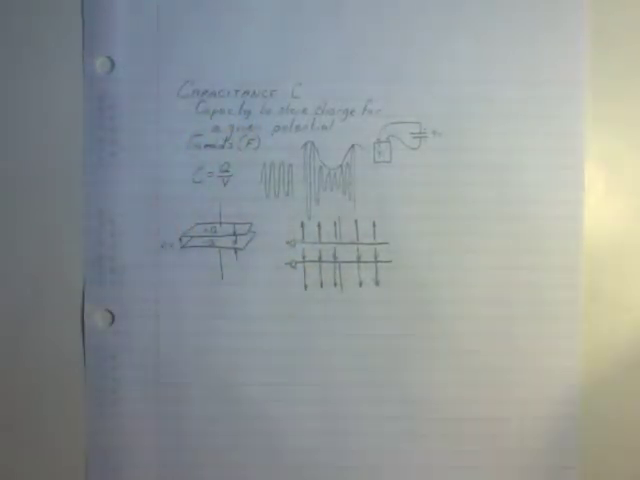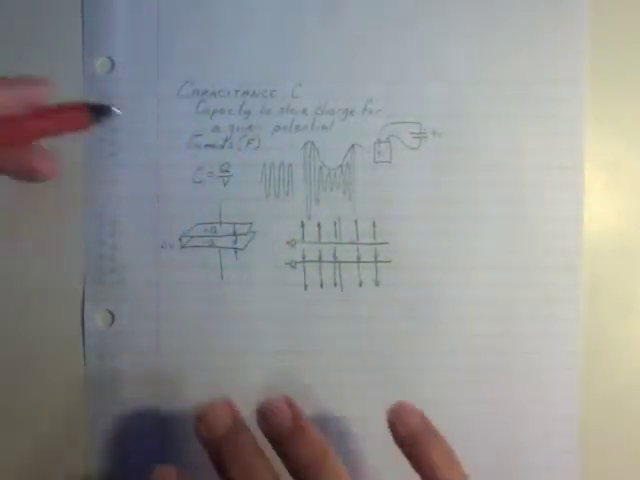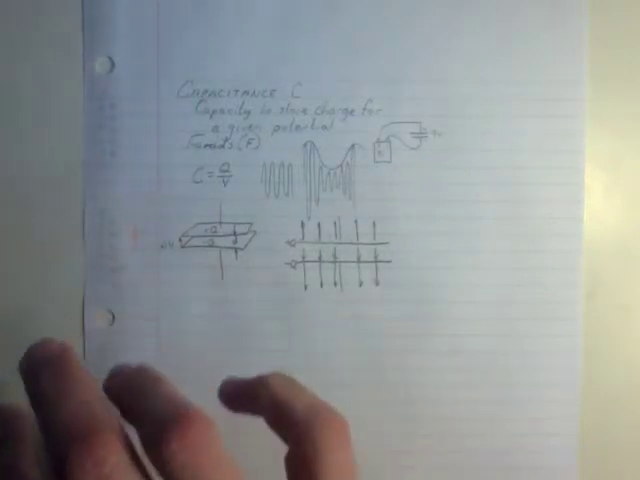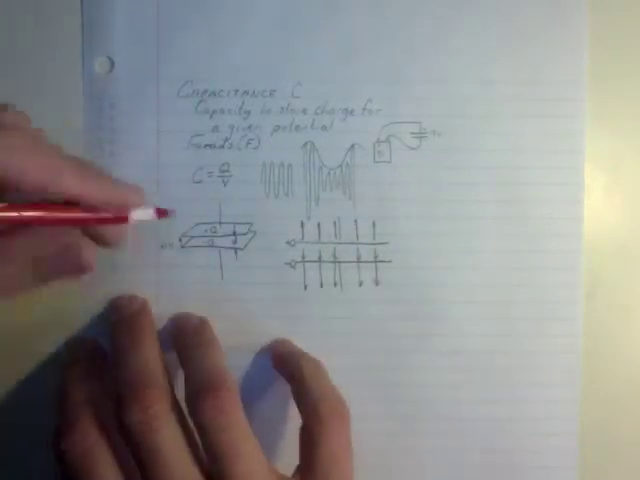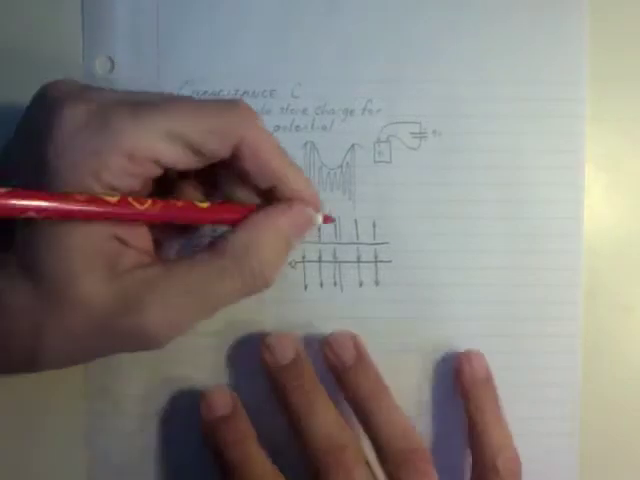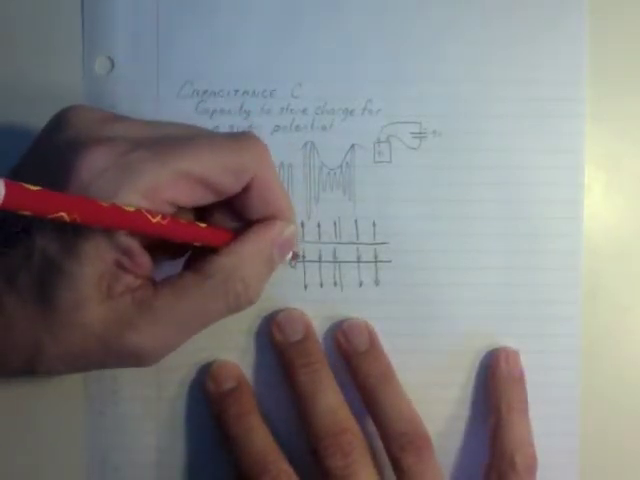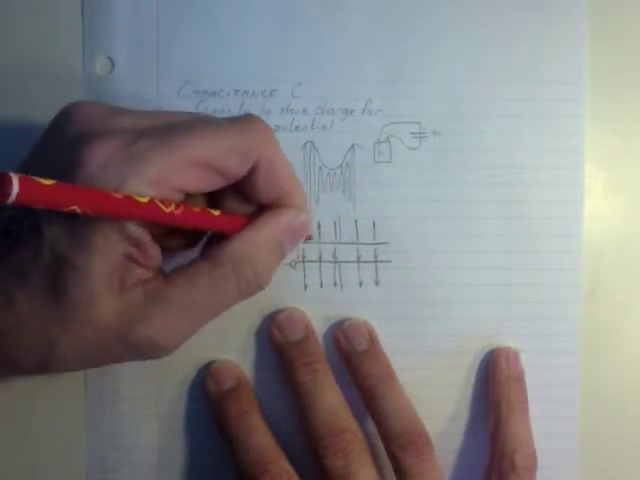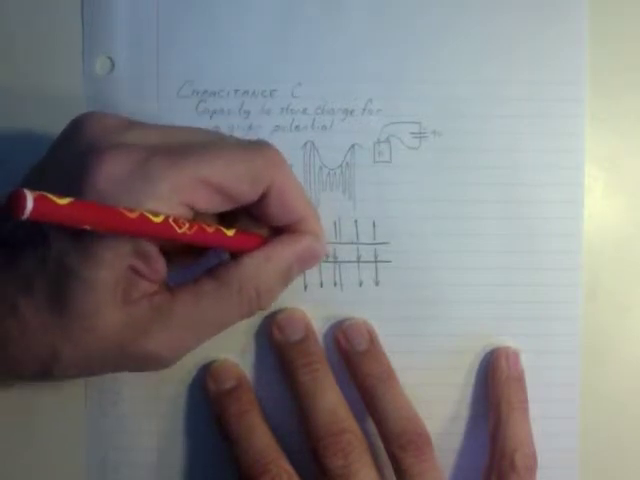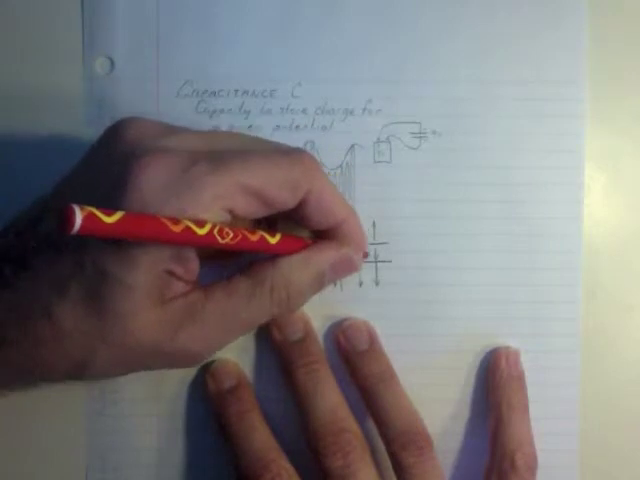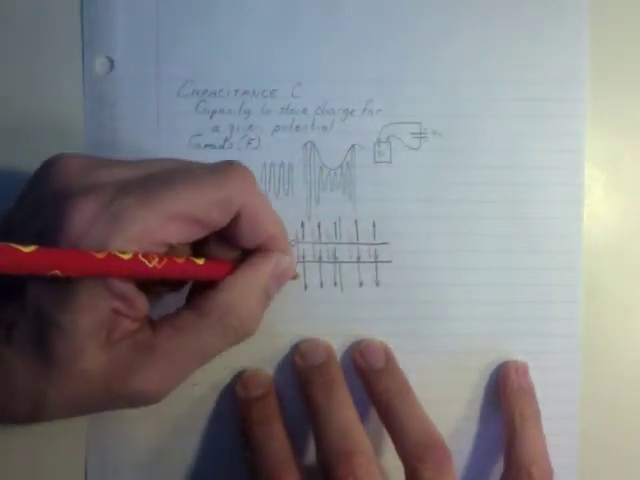Okay, if there's a negative plate, I'm going to use a different color, red. From the negative plate, the field goes into the negative plate. So if there's only a negative plate, the E fields would look like this.